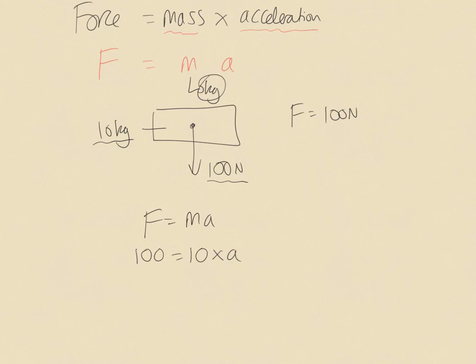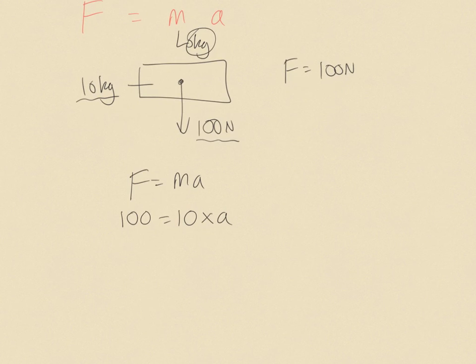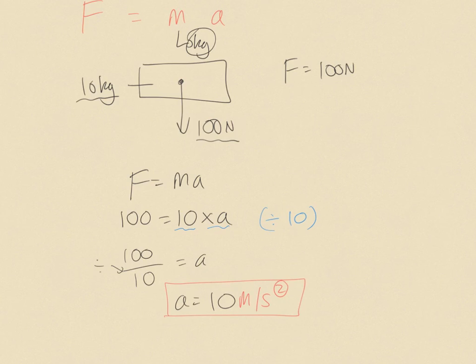So if we want to find out the acceleration of this book, which would be very interesting, well, you can see that we need to get a by itself. So we need to get rid of this 10. Since it's times by 10, we need to divide by 10 on both sides. So 100 divided by 10, remember this line means divided by, is equal to acceleration. So that tells me the acceleration is 10. Hopefully you remember from the last unit, the units of acceleration are meters per second squared. Don't forget the squared up there. So it's a very useful equation.